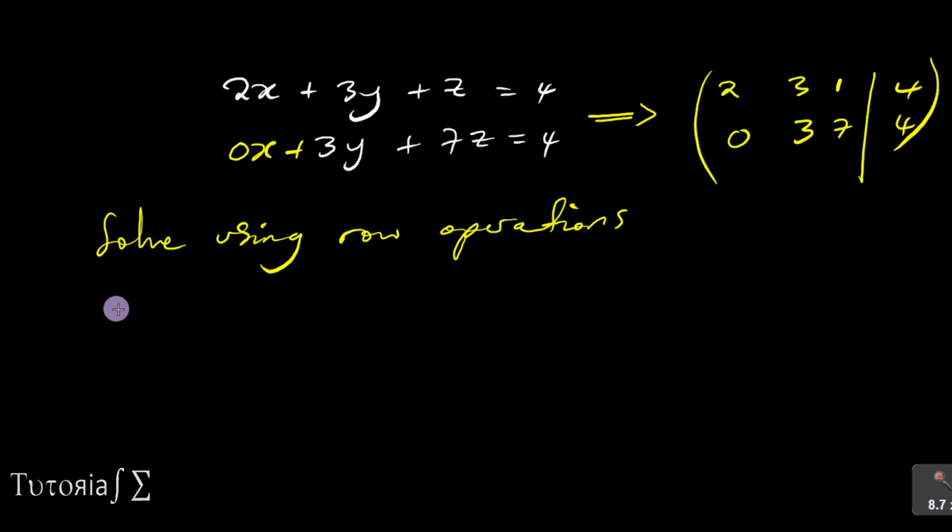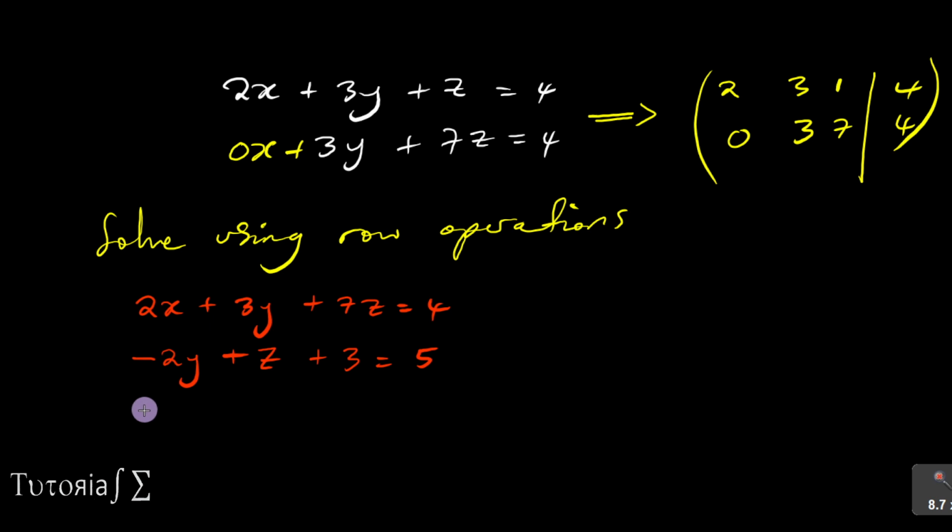So let's suppose we have a system of equations: 2x plus 3y plus 7z equals 4. Negative 2y plus z plus 3 equals 5. Then we have 8z minus 2y plus x equals 0. Okay, so suppose we have a system like this.